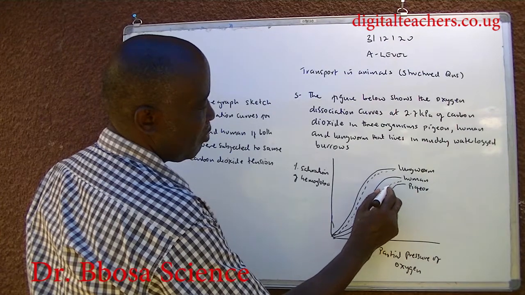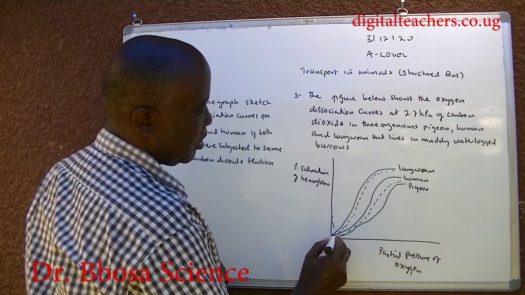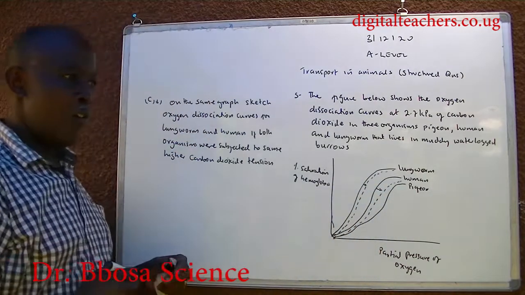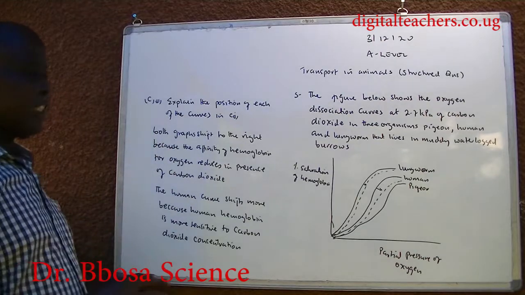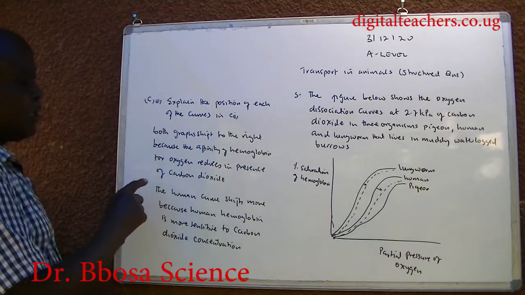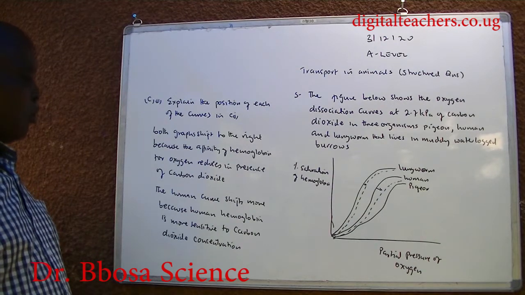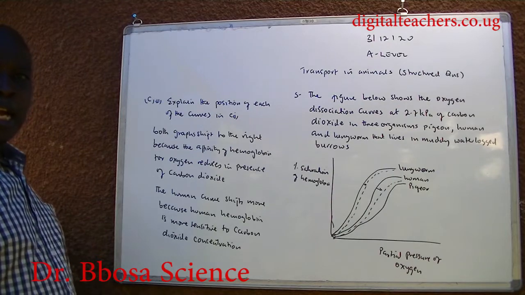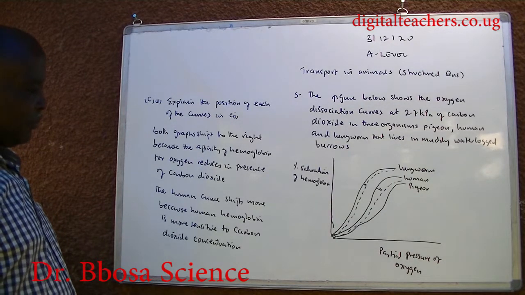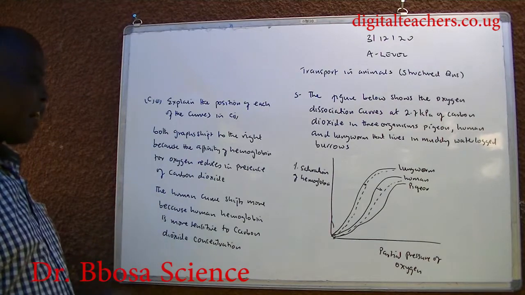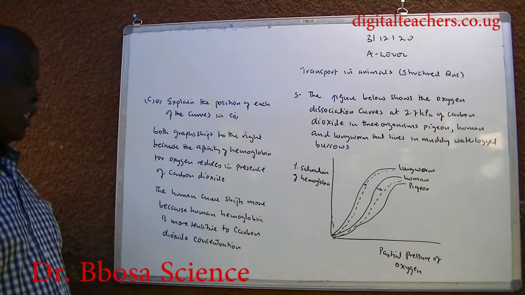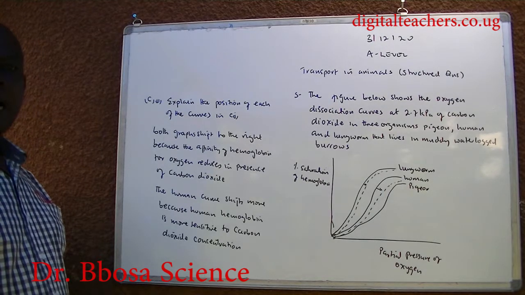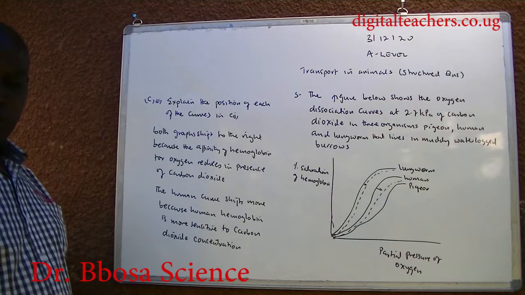So that one of human will also shift to the right. However, both graphs shift to the right because the affinity of hemoglobin for oxygen reduces in the presence of carbon dioxide. However, the human curve shifts more because human hemoglobin is more sensitive to carbon dioxide concentration.